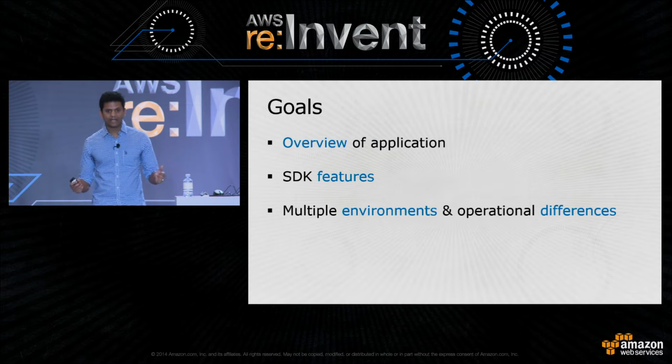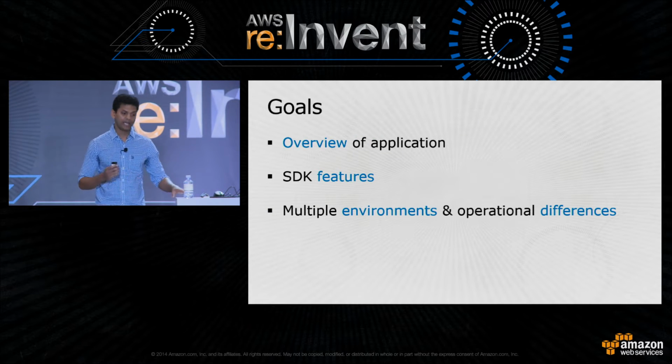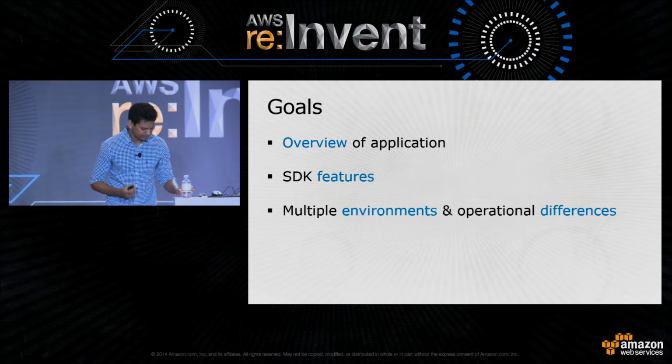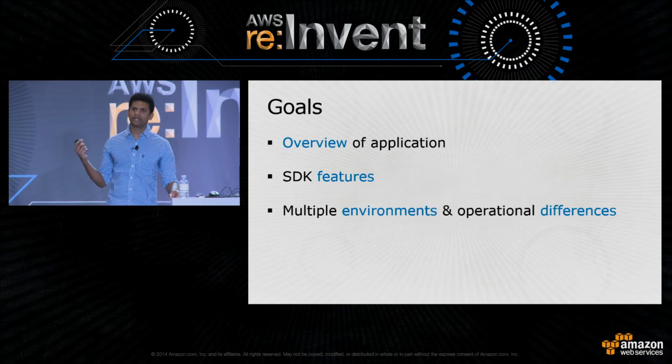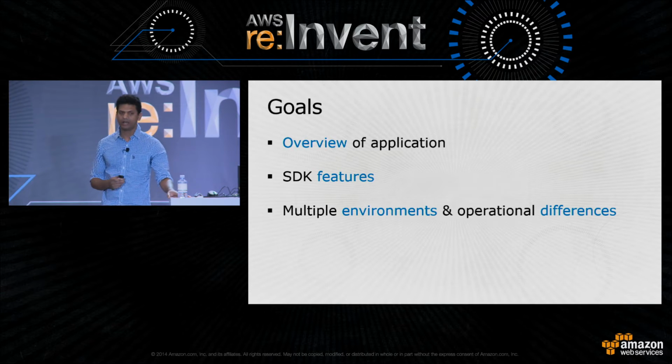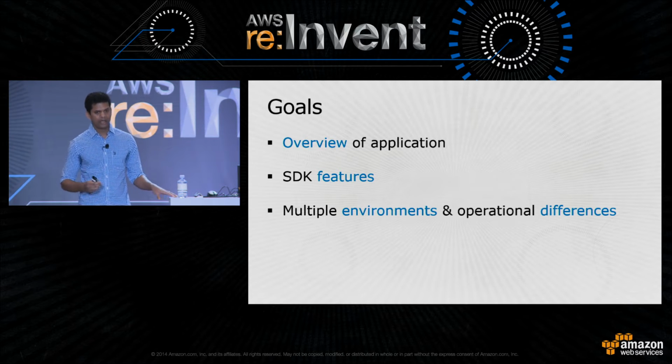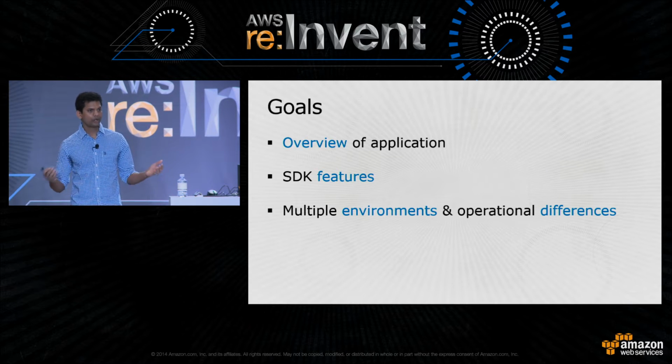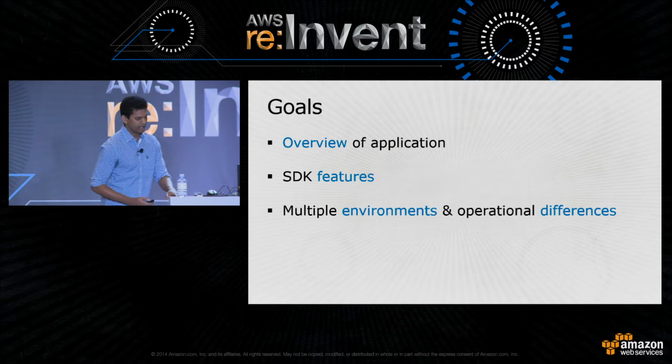Having said that, in this talk, I'm going to introduce you to building cross-platform applications using the AWS SDK for JavaScript. To give you an idea of things to come, we'll begin by looking at a sample application. We'll then talk about some of the features of the SDK that we've used to build this application. And then we'll port the application to other environments and platforms and talk about some of the differences involved in doing this.